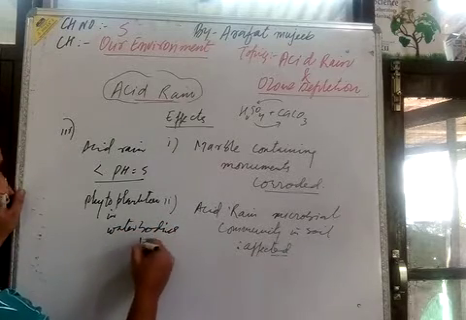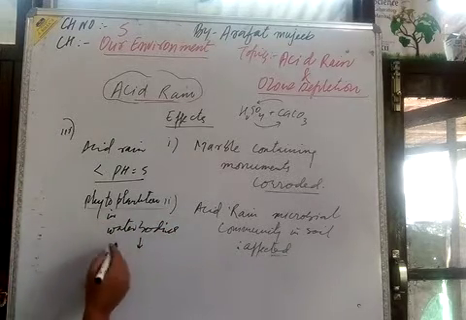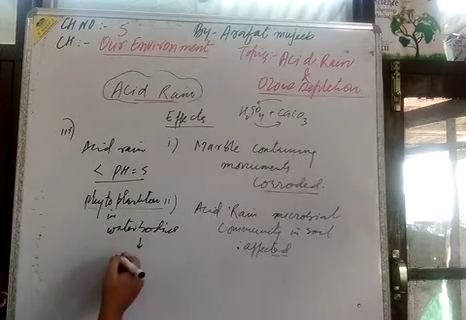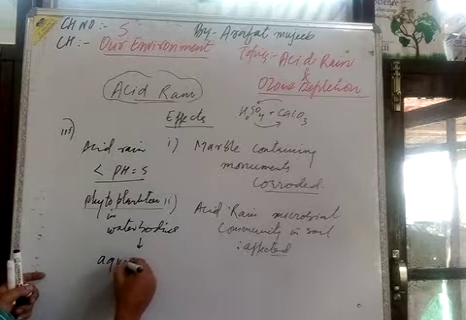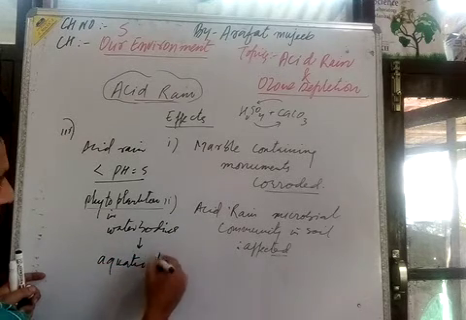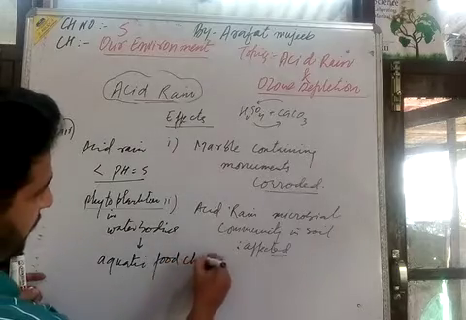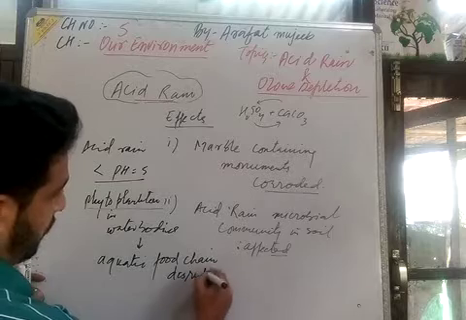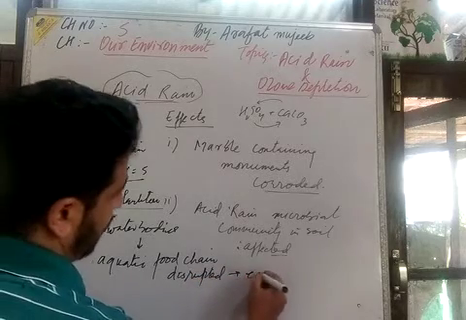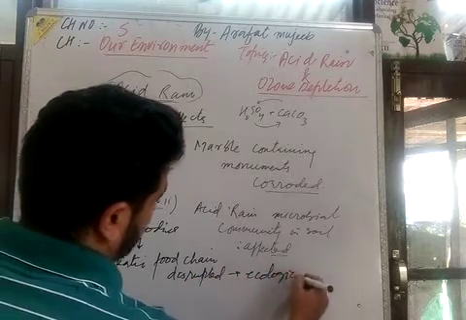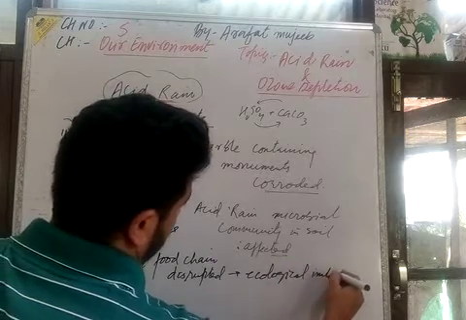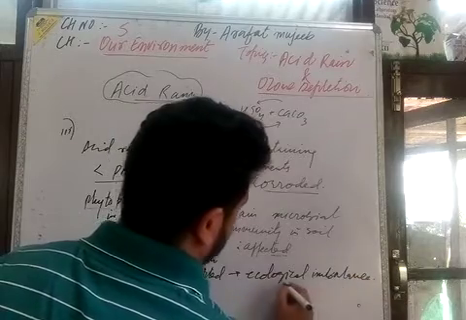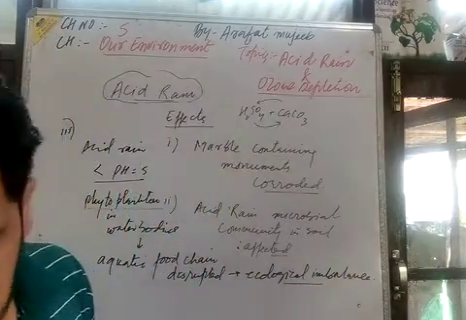When the phytoplankton in water bodies are affected, if the acid rain has pH less than 5, then it is proved that the aquatic food chain is disrupted. Aquatic food chain जो होती है वो disrupted होती है. और नतीजा क्या निकलता है? There is ecological imbalance. Ecological imbalance is an observation.